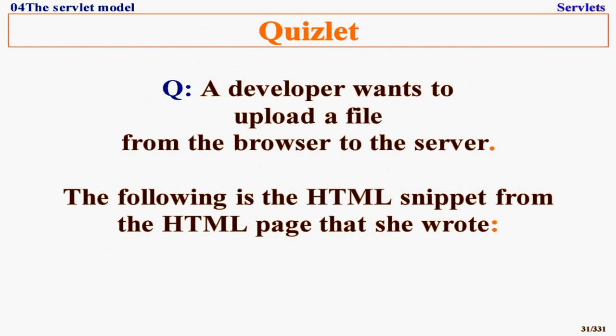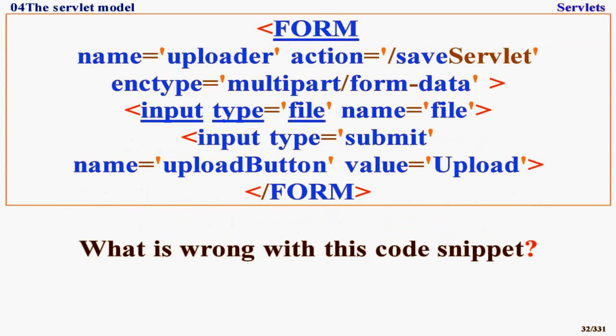Quizlet. Q. A developer wants to upload a file from the browser to the server. The following is the HTML snippet from the HTML page that she wrote. Form name equal uploader action equal SaveServlet type equal multipart form data. Input type equal file name equal file. Input type equal submit name equal upload button value equal upload form. What is wrong with this code snippet?